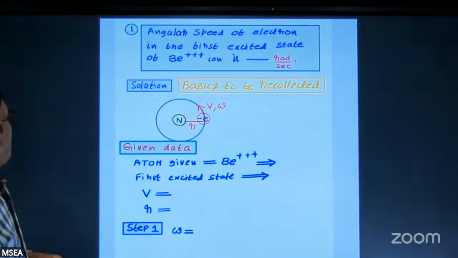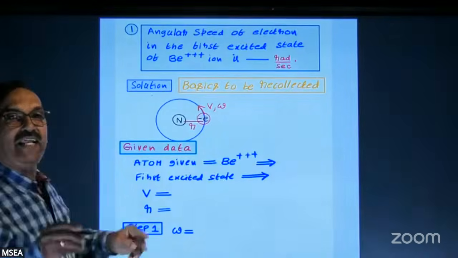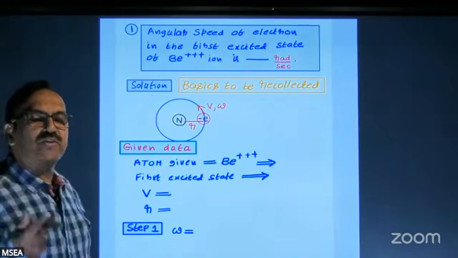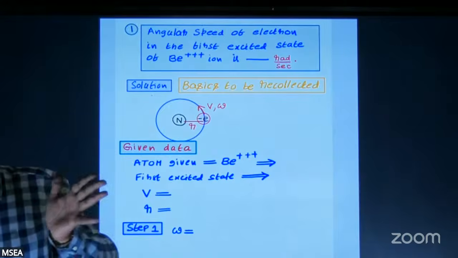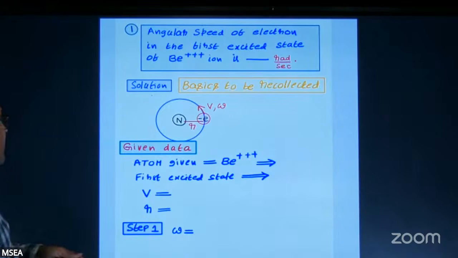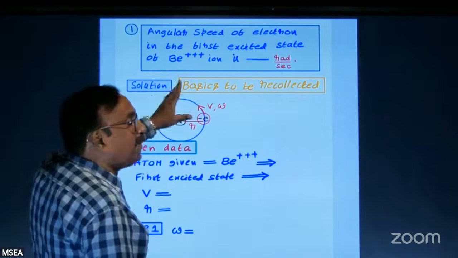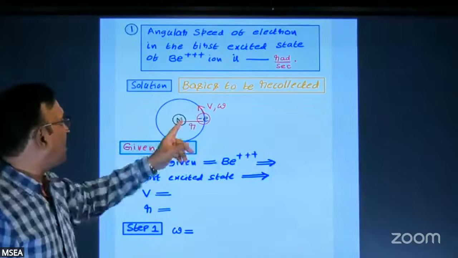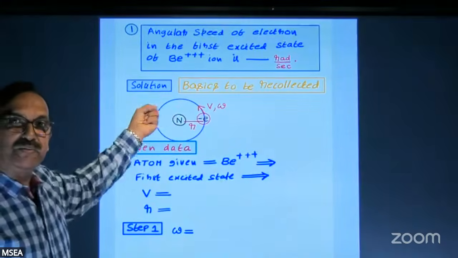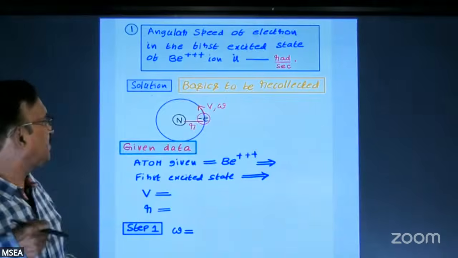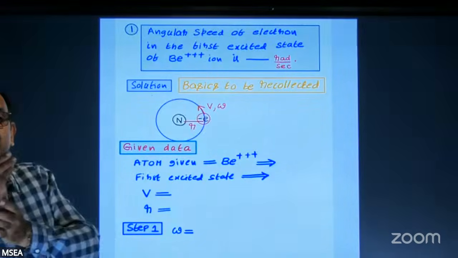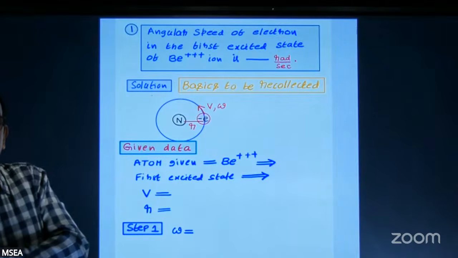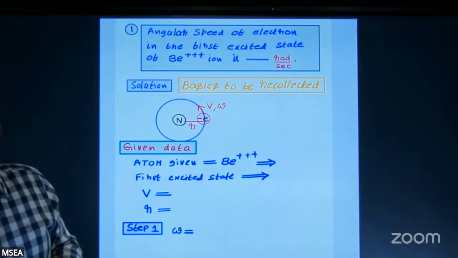All of you know that beryllium triple plus has a single electron, so we can use the Bohr's model of the hydrogen atom, the concepts and formulae, very readily and fluently. Then what are the basics that are required for it? I have written those points so that you think yourself and start doing it. The first thing is that it is a combination of Bohr's model plus circular motion.